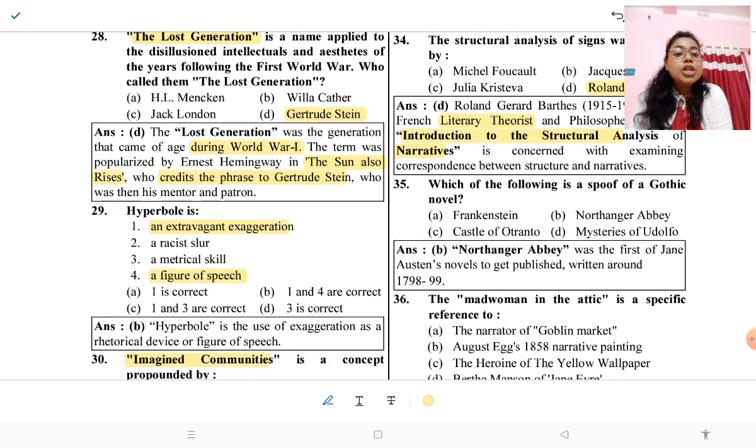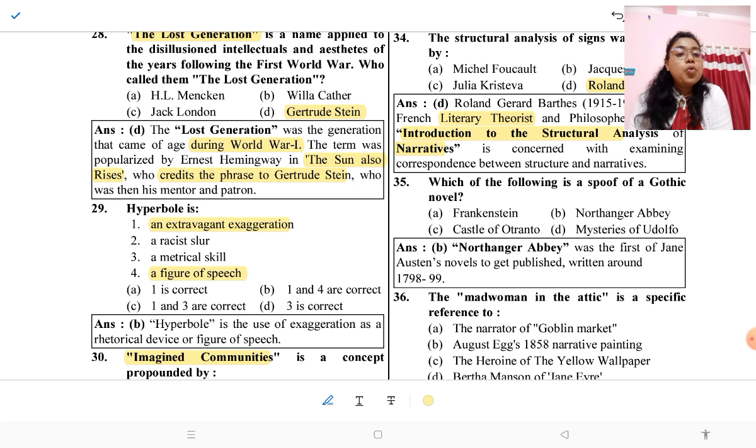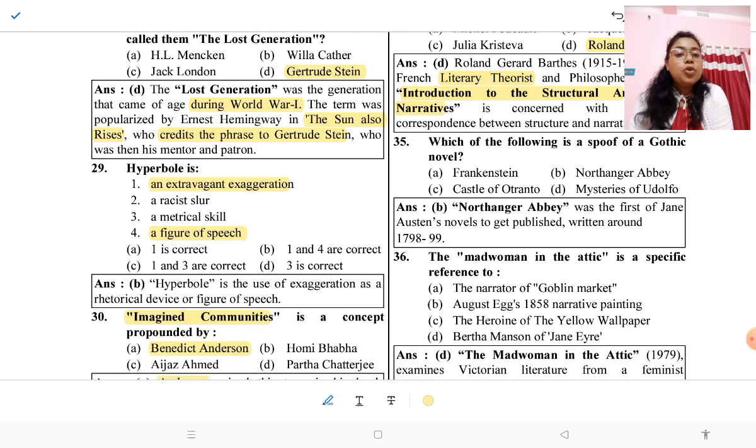Then, which of the following is a spoof of a Gothic novel? You know that it is Northanger Abbey, because it looked like a Gothic novel, but it was not, because the protagonist at the end came to know that it was her own mistake. So in Northanger Abbey, the writer tried to criticize the Gothic genre.